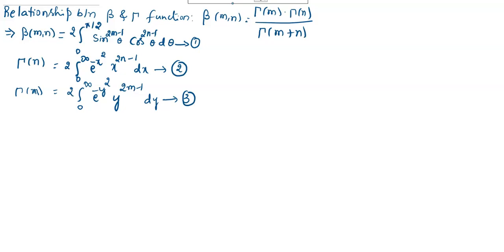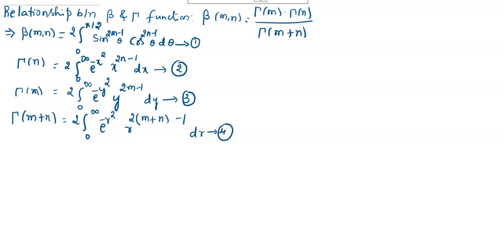Same way, let me replace m by m plus n. To know the difference of the integrals, we are using the parameter r for gamma of m plus n. So twice the integral from 0 to infinity of e to the power of minus r square into r to the power of 2 times m plus n minus 1 dr. Let me call this equation number 4.